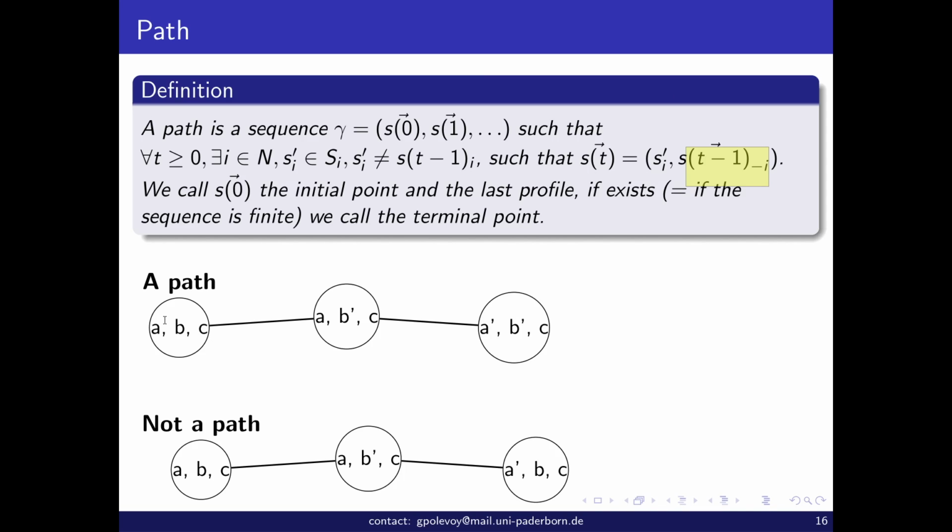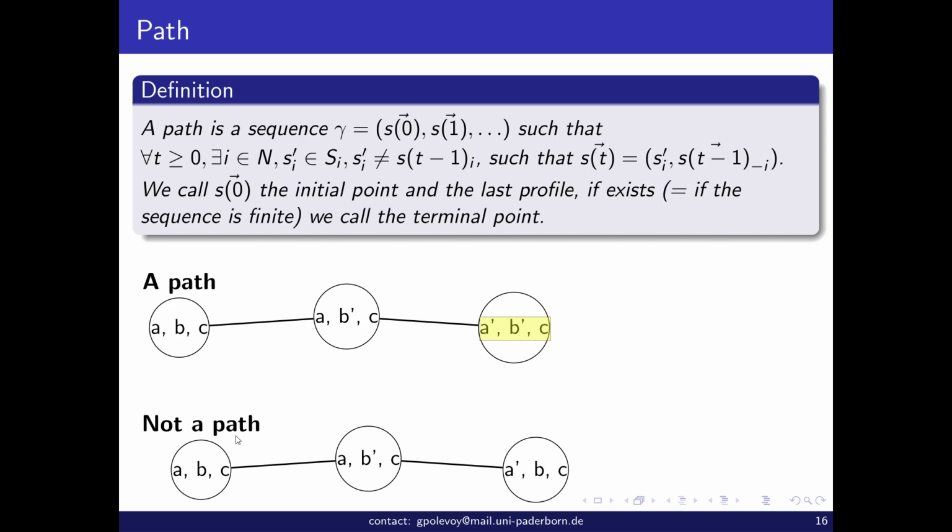So ABC was the original strategy profile. So three players, one playing A, another playing B, the third one playing C. Then player 2 changes from B to B prime. So exactly one player changes, the rest keep doing what they used to do. Then player 1 changes from A to A prime. The rest keep doing what they used to do, so 2 keeps doing B prime, 3 keeps doing C. So exactly one player changes with respect to the previous step, the previous node on the path, or point on the path. Let's call it a point.